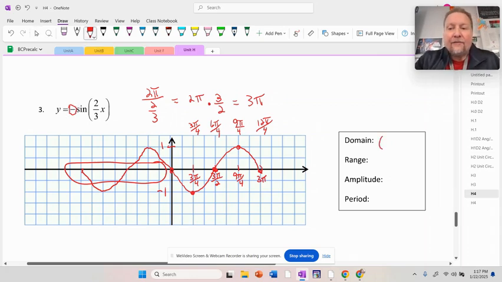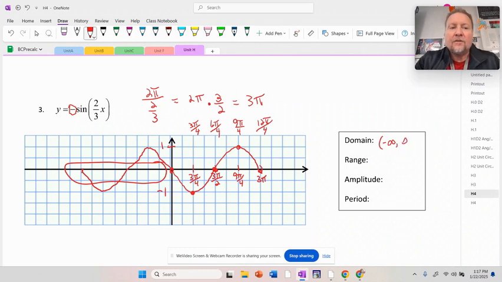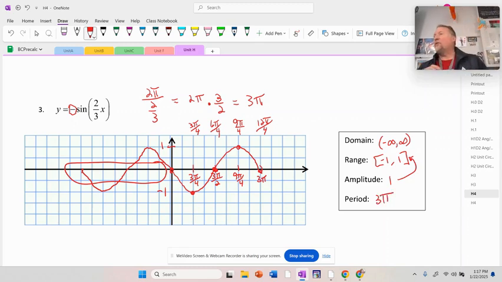I'm running out of time. Domain is all real numbers. The range is still the same. Even though it was inverted, we still cover from -1 to 1. That's because the amplitude is still 1. And the period in this case was 3 pi as denoted up with my work there.